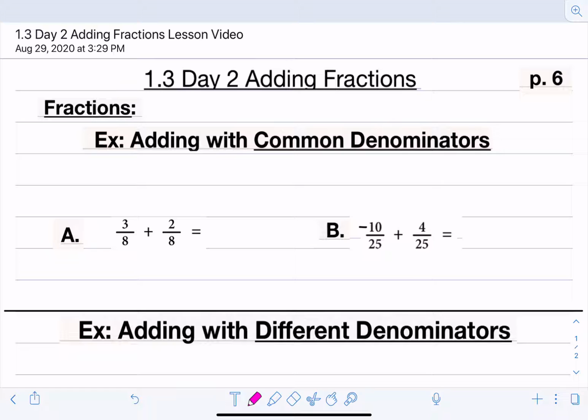Today we're going to be adding fractions. So, our first set of examples are adding fractions when they have common denominators.